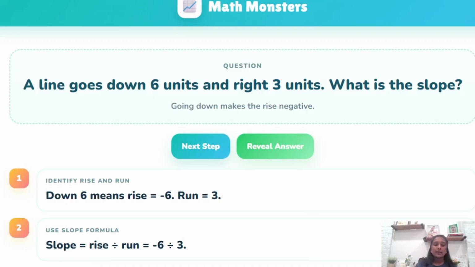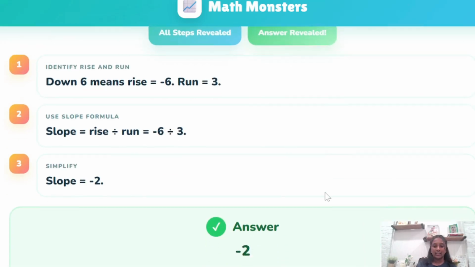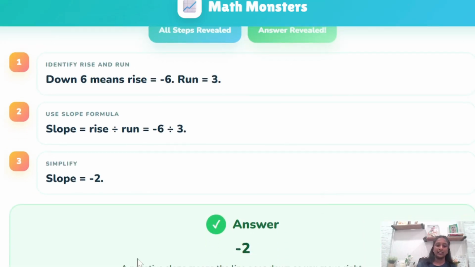Our next step is going to be to use the slope formula again. Rise over run is going to be negative 6 over 3 in this case. When we solve that, we get that the slope is equal to negative 2. So that is going to be the answer for this question. So a negative slope means that the line moves down as you move right, unlike a positive slope where it moves up.